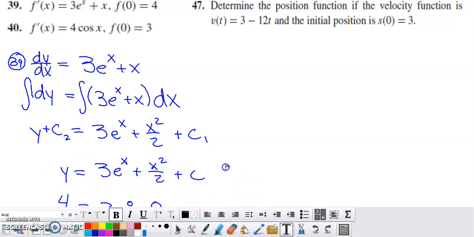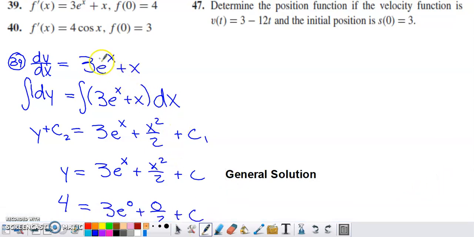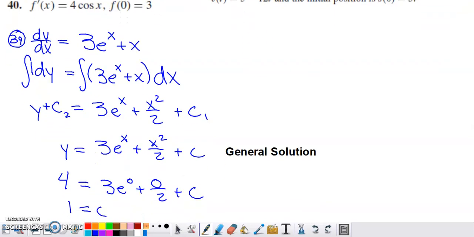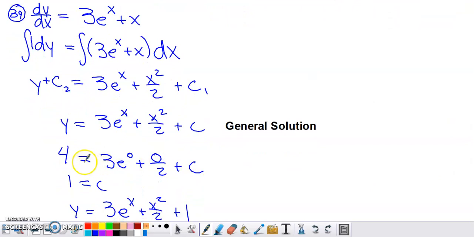So let me just type that in here. This is called the general solution. We do not know what the value of c is. So that's the general solution for any function that has this derivative. What is the specific solution that has this derivative and goes through this ordered pair?